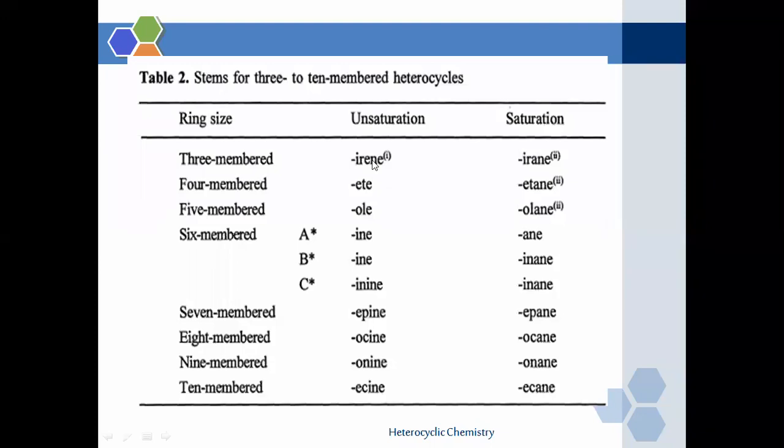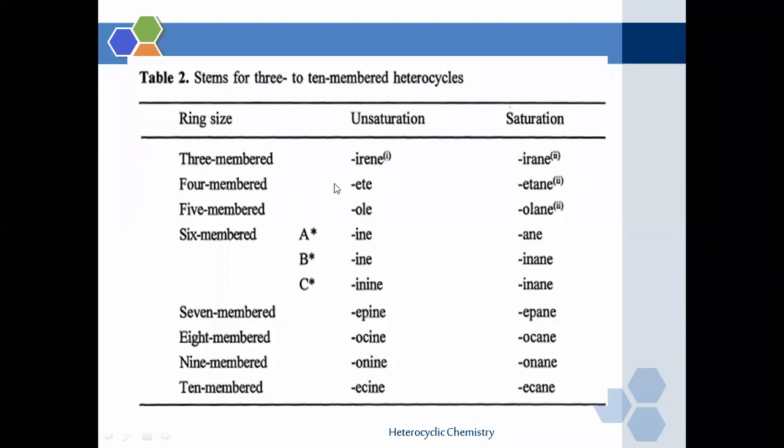Here in this slide, we are going to discuss the size of the ring, how many carbon atoms are present, whether the ring is unsaturated and whether the ring is saturated. We will discuss this slide in detail. If the ring is 3-membered and unsaturated, the word used is irene, and if it is saturated, irane.